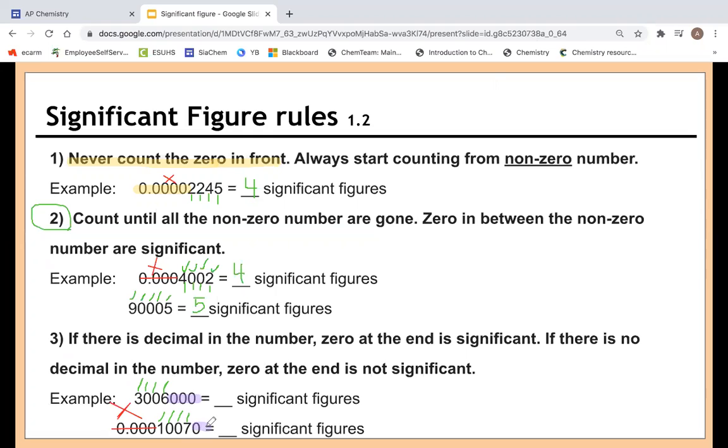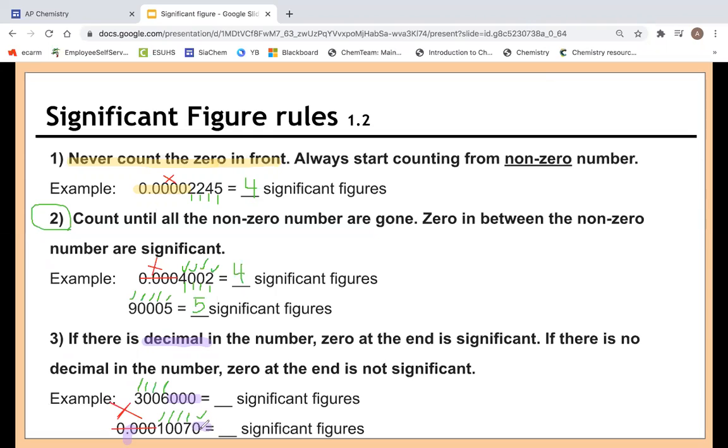So what do you do with these zeros at the end? In that case, you look for the decimal. You look to see if there is a decimal. For example, this one, there is no decimal to be found, right? The next number, there is a decimal here. If there is a decimal, then all the numbers at the back count.